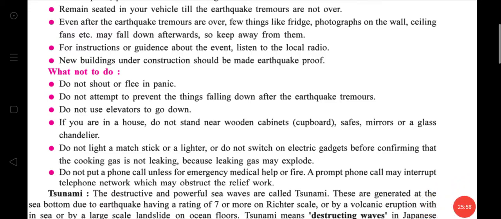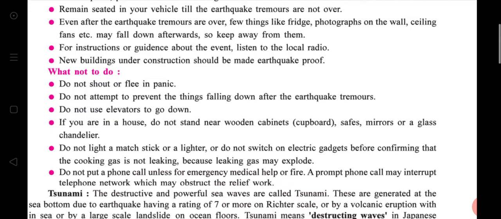And what not to do at the time of an earthquake. Do not shout or flee in panic. That means don't panic so much; try to calm down and take the right decision. And do not attempt to prevent things from falling down after the earthquake tremors. Do not use elevators to go down. You can use the stairs or steps to go down.